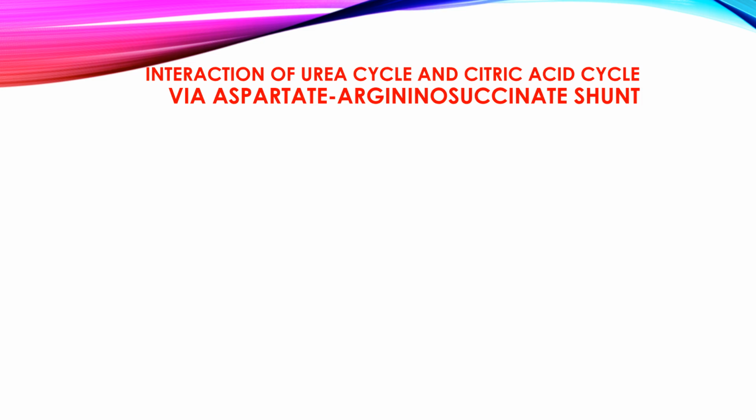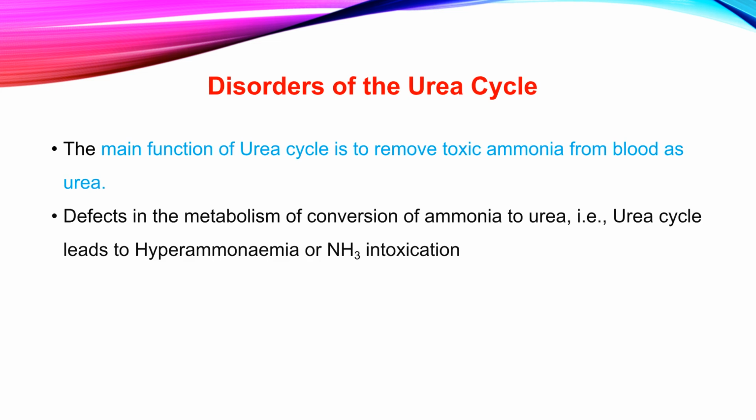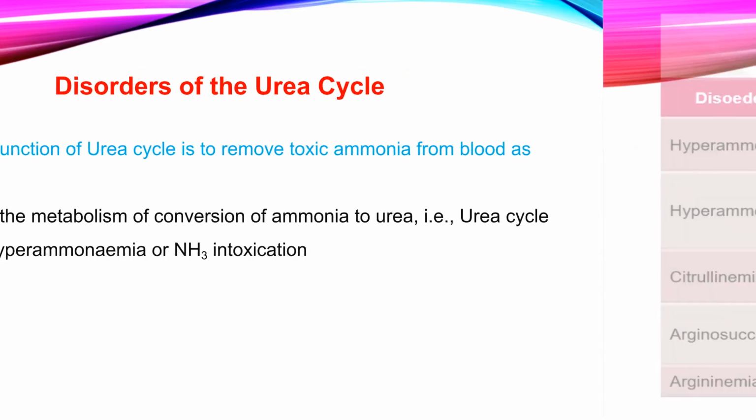The urea cycle and the citric acid cycle interact via the aspartate argininosuccinate shunt. Fumarate, produced in the urea cycle, enters the citric acid cycle to become oxaloacetate, which then regenerates aspartate, linking the 2 cycles. The main function of the urea cycle is to remove toxic ammonia from the blood as urea. Defects in the cycle's metabolism can lead to hyperammonemia or ammonia intoxication.